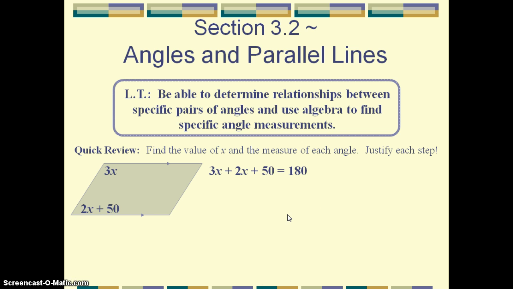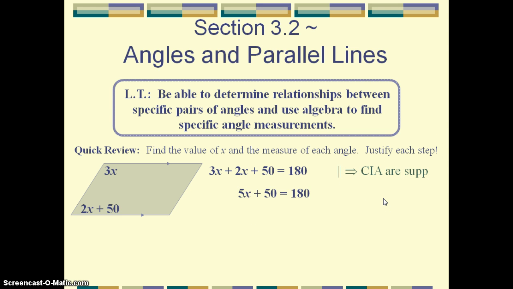I can say that 3x plus 2x plus 50 is equal to 180. Well, I need to justify this step because in the directions it says justify each step. So why can I say this? I can say this because if you have parallel lines, then consecutive interior angles are supplementary. This is just a shorthand way of saying that.